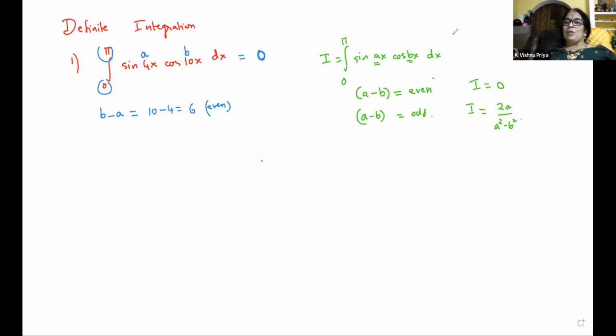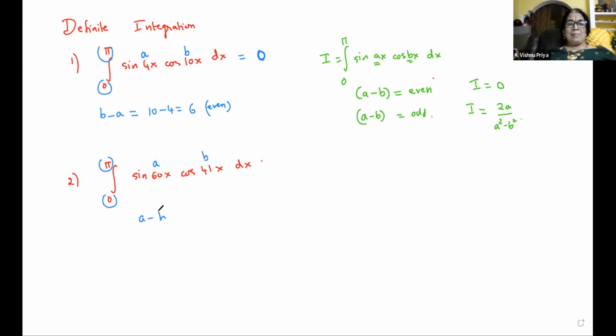Let us go to the second question of the same type. I have integral 0 to pi sine 60x cos 41x dx. When I'm going to answer this, what should I see? Whether I have 0 to pi or not. Yes, I have. Then what is A? 60. What is B? 41.